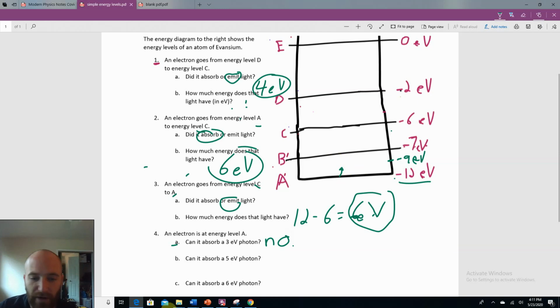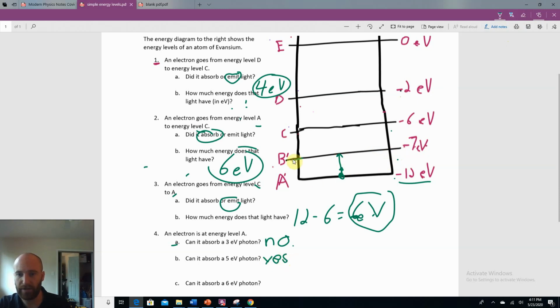All right, can it absorb a 5 electron volt photon? So if we were at -12 and we absorbed 5 electron volts, I think that would put us at -7, right? Because from -12, you can go 5 higher, and you're at -7, which does match an energy level, right?